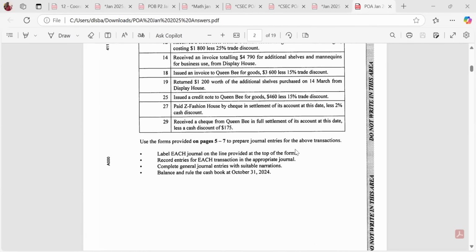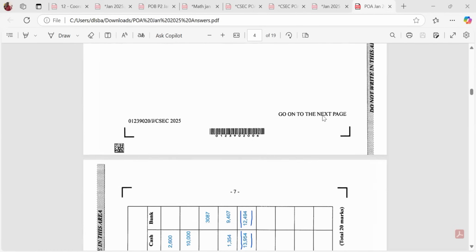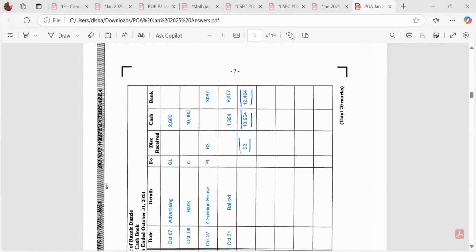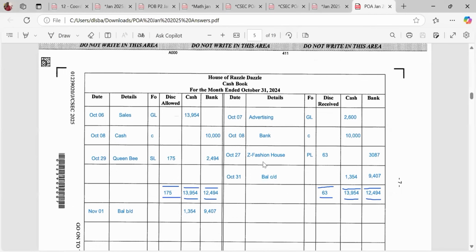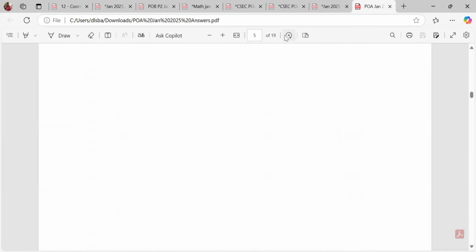But we didn't pay them 3,150. We got a 2% cash discount. So in my cash book, we'll be recording it. I calculated 2% of 3,150 and cash discounts are recorded. So I recorded it under discount received, and the amount I would have paid would be the 3,150 minus that discount. And that's how I got the 3,087 here. You all seen it?